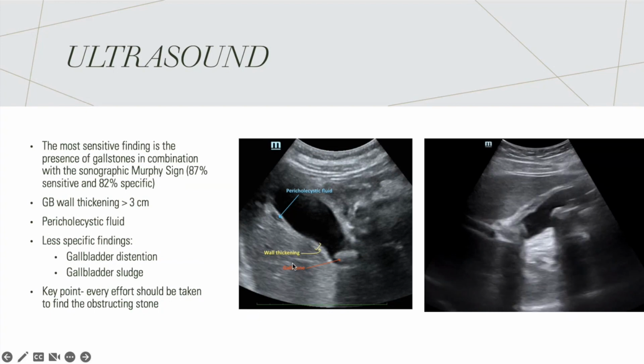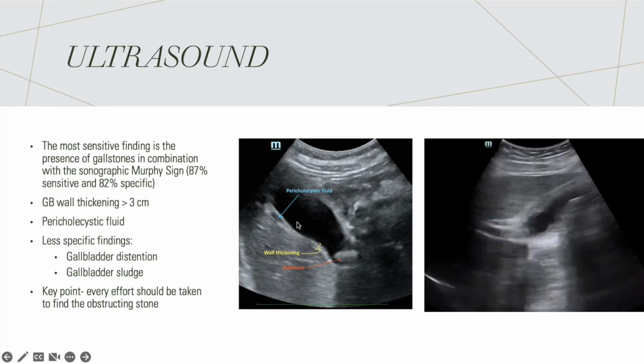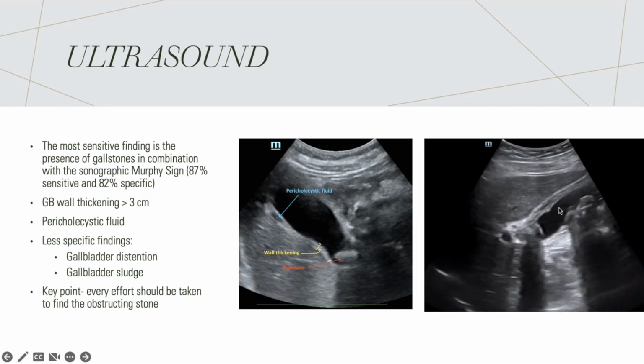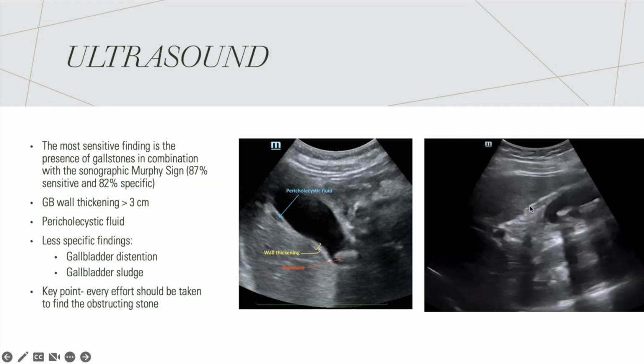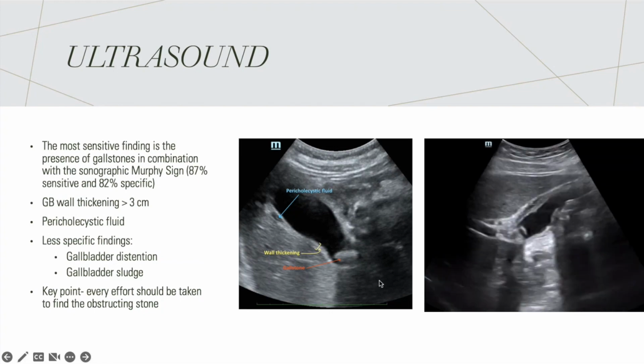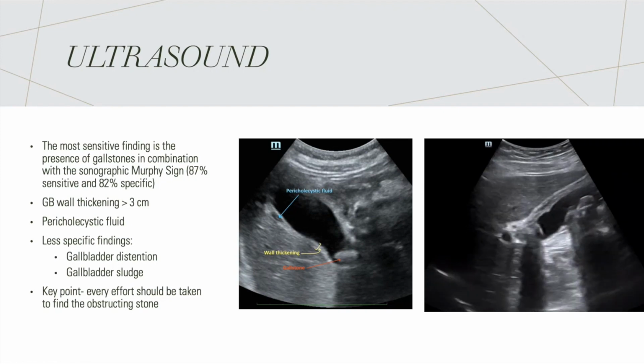You also are likely to see paracholecystic fluid. So we see it here in this image, as well as in this image. We see it here, as well as the wall thickening. Less specific findings, you may have some gallbladder distension or sludge.